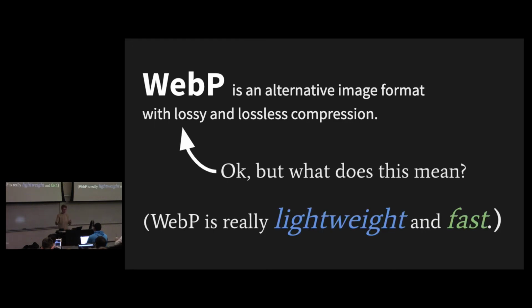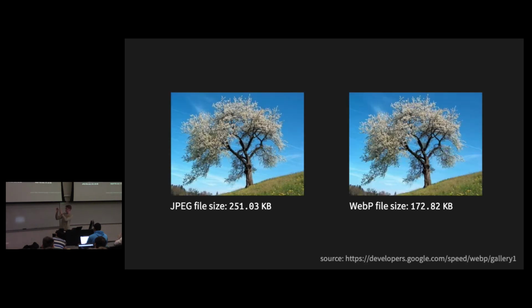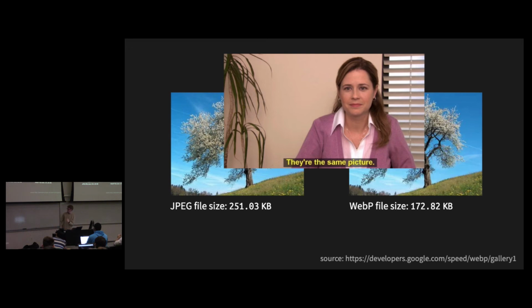It just means that WebP is really lightweight and fast. It's an alternative image format that was developed by Google specifically for the web. To illustrate how good it is, here's an image on the left and an image on the right. These are the same images.